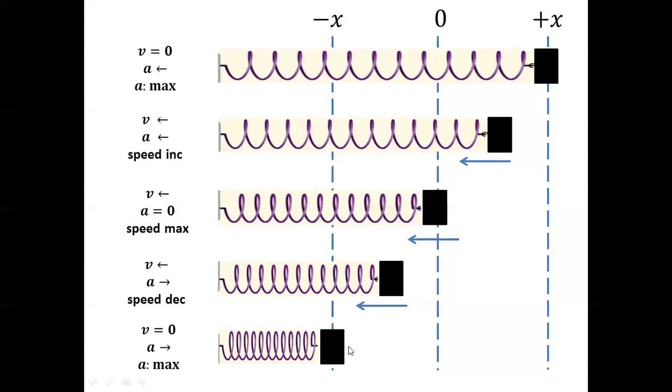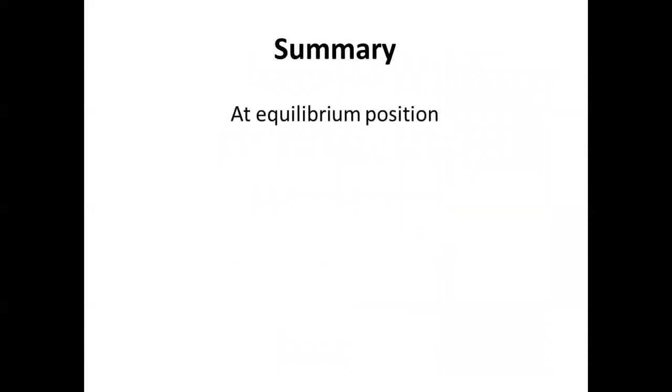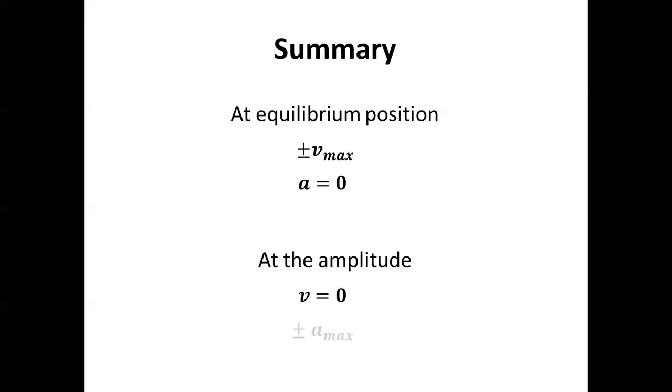Okay, so as a summary, we have seen that when the object is at equilibrium position, the velocity of the object will either be a positive or negative maximum, while its acceleration is 0. On the other hand, when the object is at the amplitude, its velocity is 0 because it momentarily stops, while its acceleration can either be a positive or negative maximum.